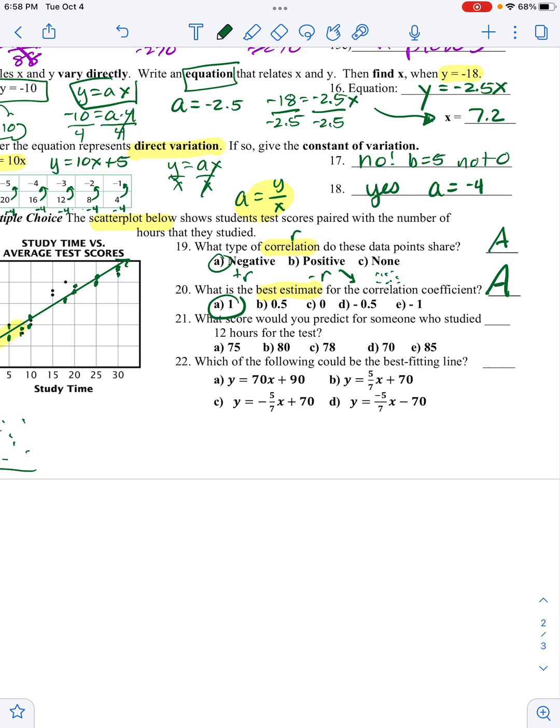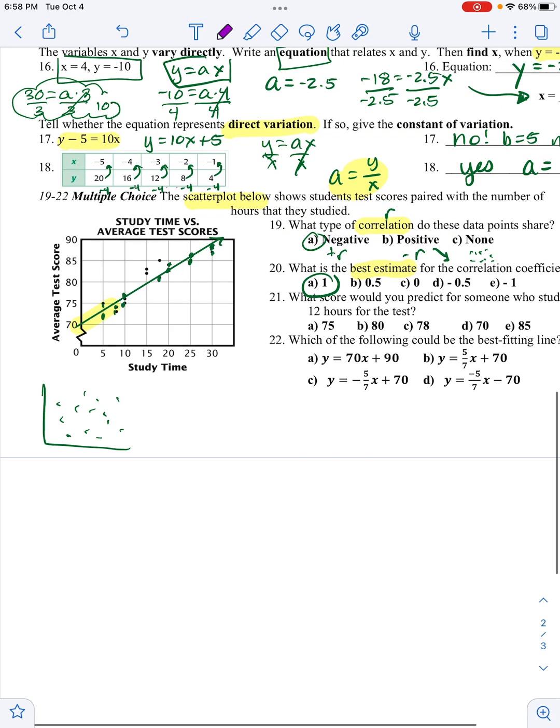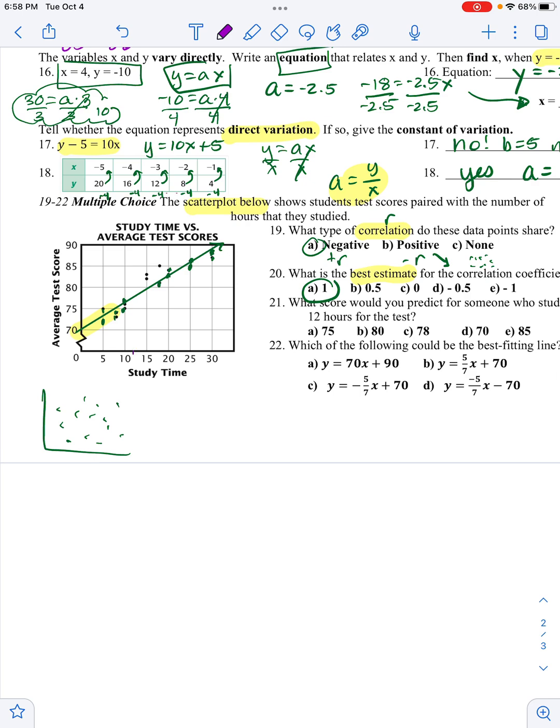What score would you predict for someone who studied 12 hours? Okay, so hours are across the bottom, and 12 would be right around here. So I'm going to go up there, and then that's going to take me over.